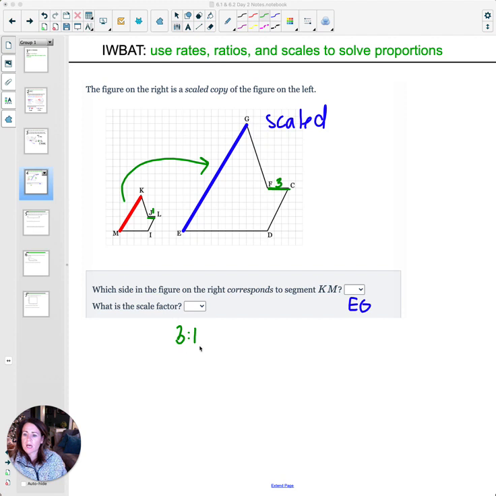So then when we're talking scale factor, the 3 to 1 would be the ratio of how you would write that. And so then if you're trying to say, what do you do to this smaller figure to get the bigger figure? Okay, so that scale factor, it's 3 times bigger.